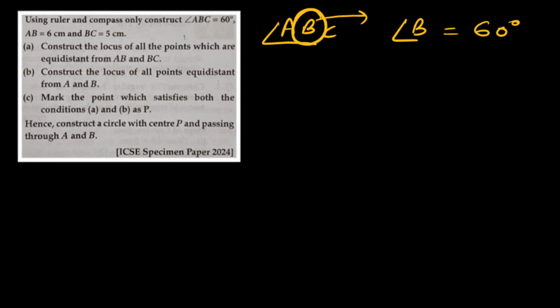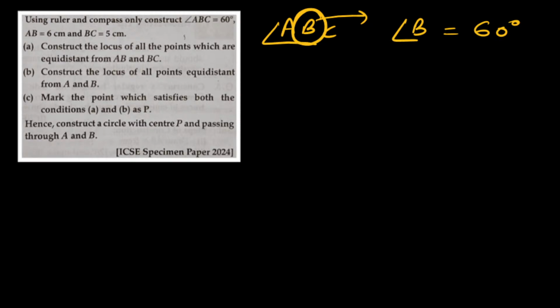See, construction is a very scoring part, a little bit conceptual. Point-wise, I have told you. First of all, whenever you are attempting any construction question, you have to draw a rough sketch for your understanding only. So what is given to us? Using ruler and compass only, construct angle ABC 60 degrees, AB 6 centimeter and BC 5 centimeter. See, angle ABC means what? The middle one is the angle. So angle B is equal to 60 degrees. Always the middle letter is the angle.